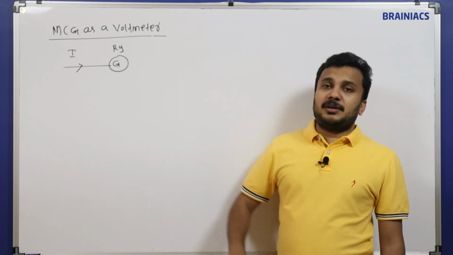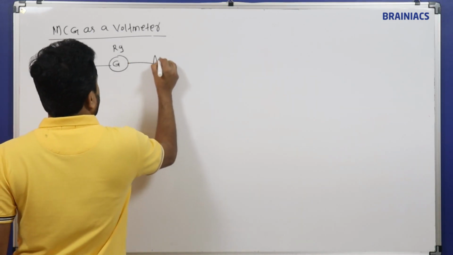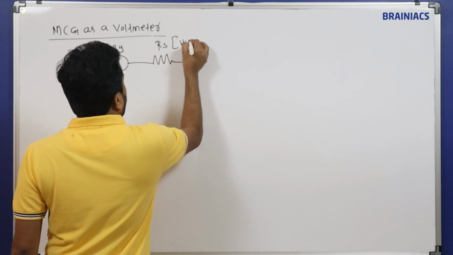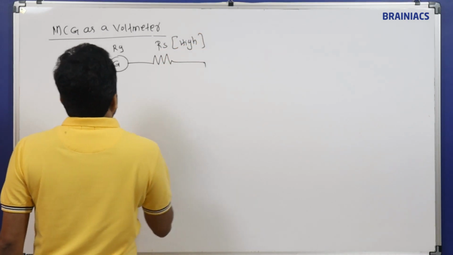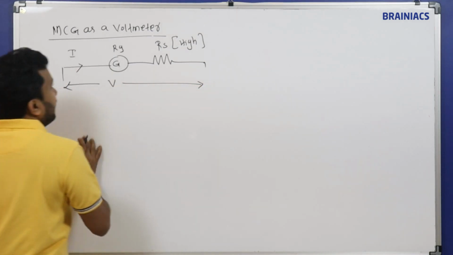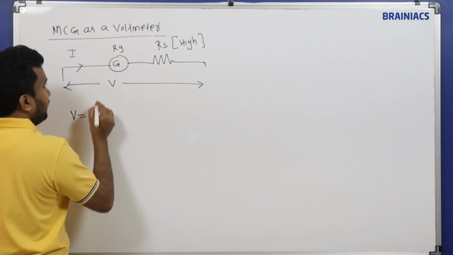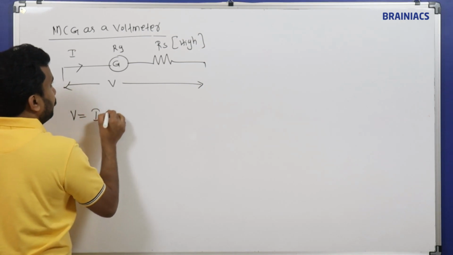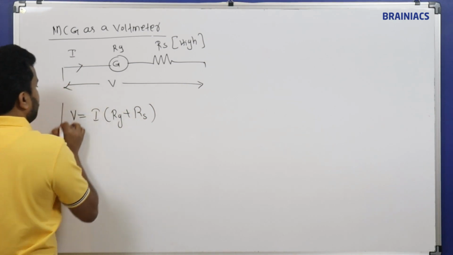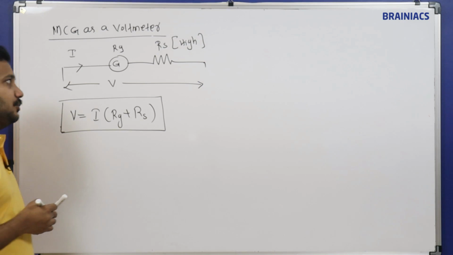So to convert a moving coil galvanometer into a voltmeter, a high resistance Rs needs to be connected in series. This should have a high value. Then only, if you are measuring voltage across the device, you will get the maximum voltage. The voltage is equal to the current into the resistance of the galvanometer plus the series resistance. This is important. Remember this equation. They will ask you to find the value of Rs.